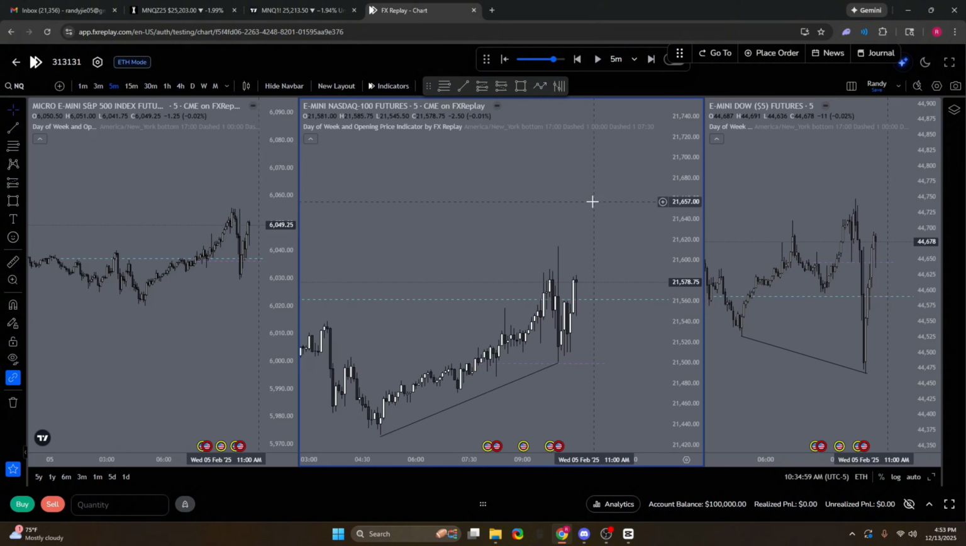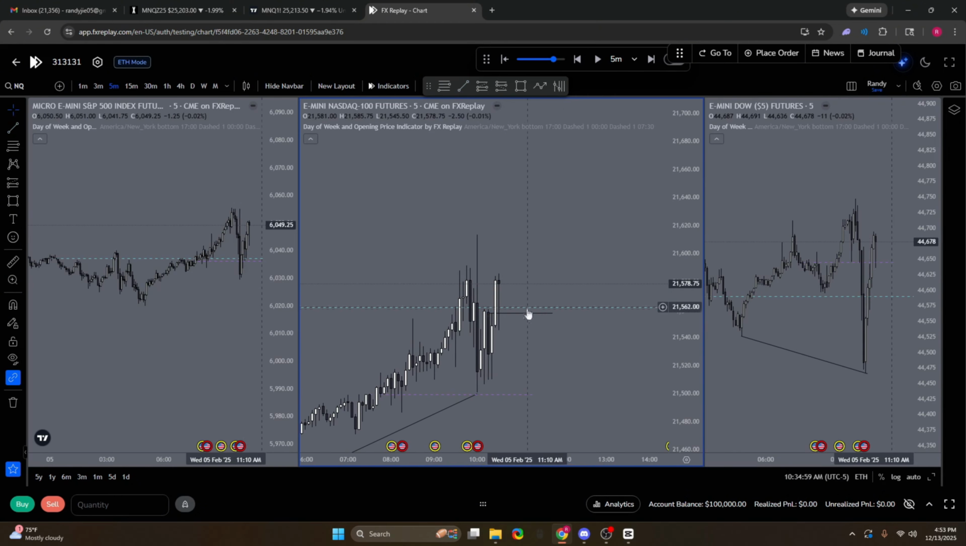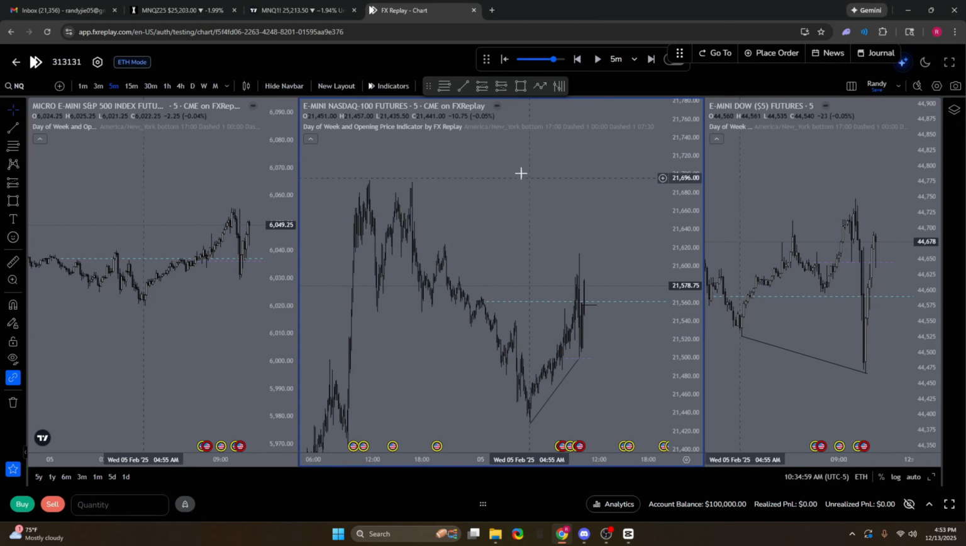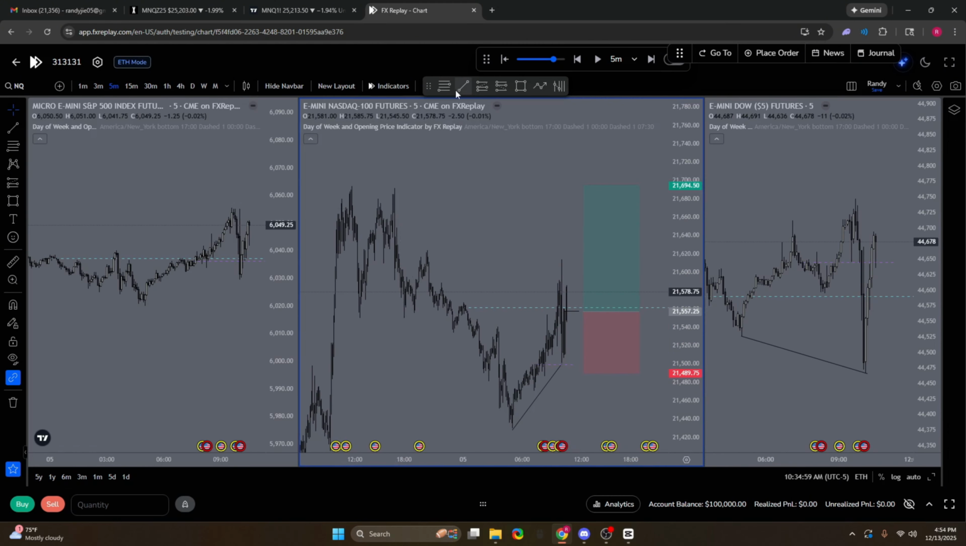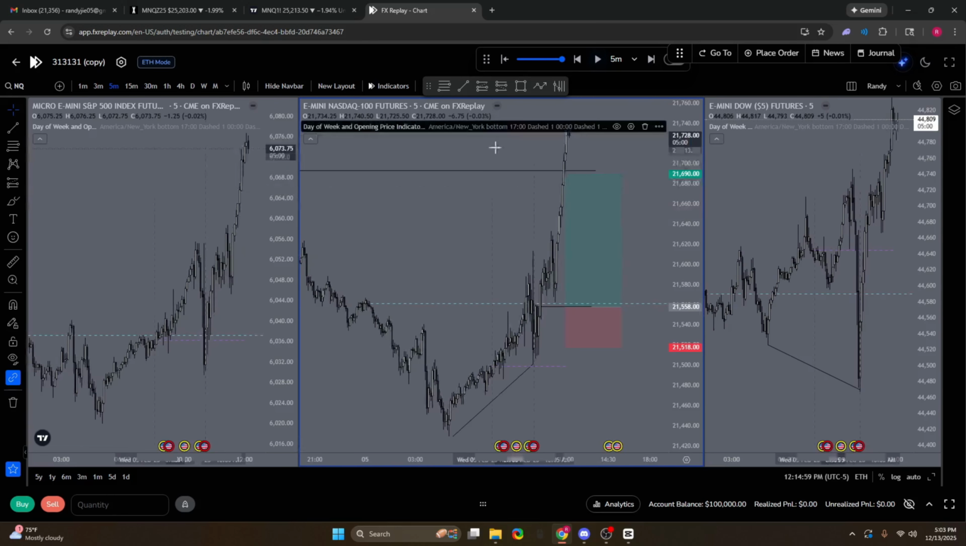And you can find any type of entry trigger after this, like let's say a CISD, and you can target these clear draw in liquidity or previous day's high. Right here. As you can see, price perfectly plays out.